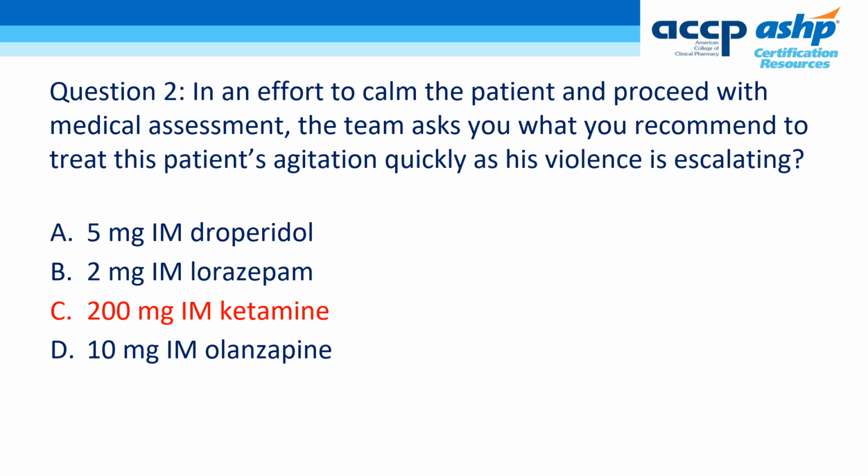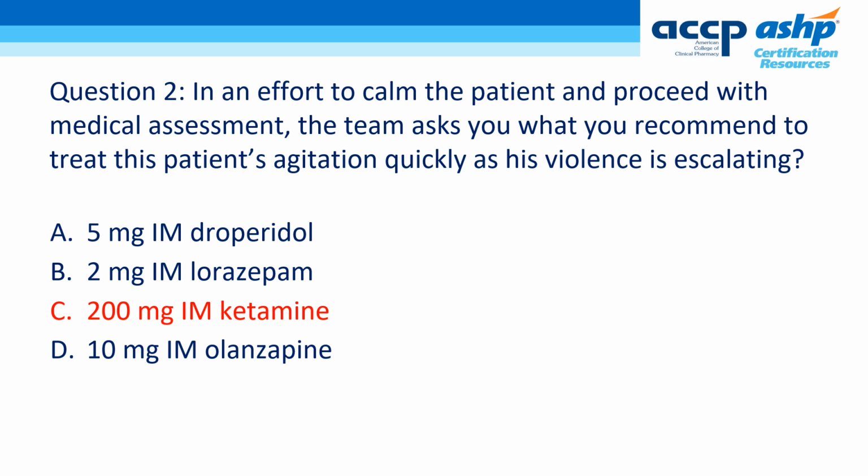The correct answer is C, 200 milligrams intramuscular ketamine. This patient is acutely agitated and being physically aggressive with the medical team, and his anger is escalating. For this reason, the agent with the fastest onset should be administered.